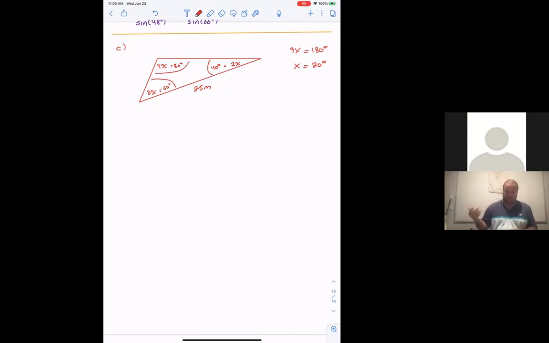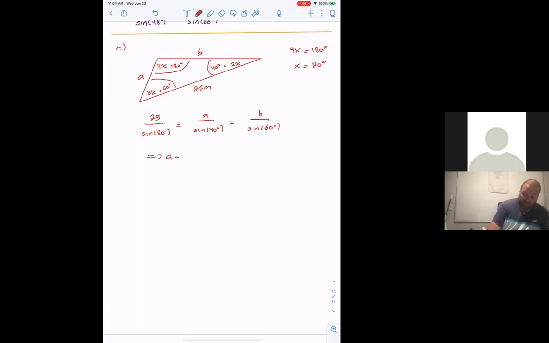So I do want to use the law of sines. I'm looking for sides on top. Call this A, call this B. So 25 over sine of 80 degrees equals A over sine of 40 degrees equals B over sine of 60 degrees. 25 divided by sine 80 times sine 40. This tells me that A is approximately 16.3 units or meters. And if I go back to 25 over sine 80 and I multiply by sine of 60, B is approximately 22.0 meters.